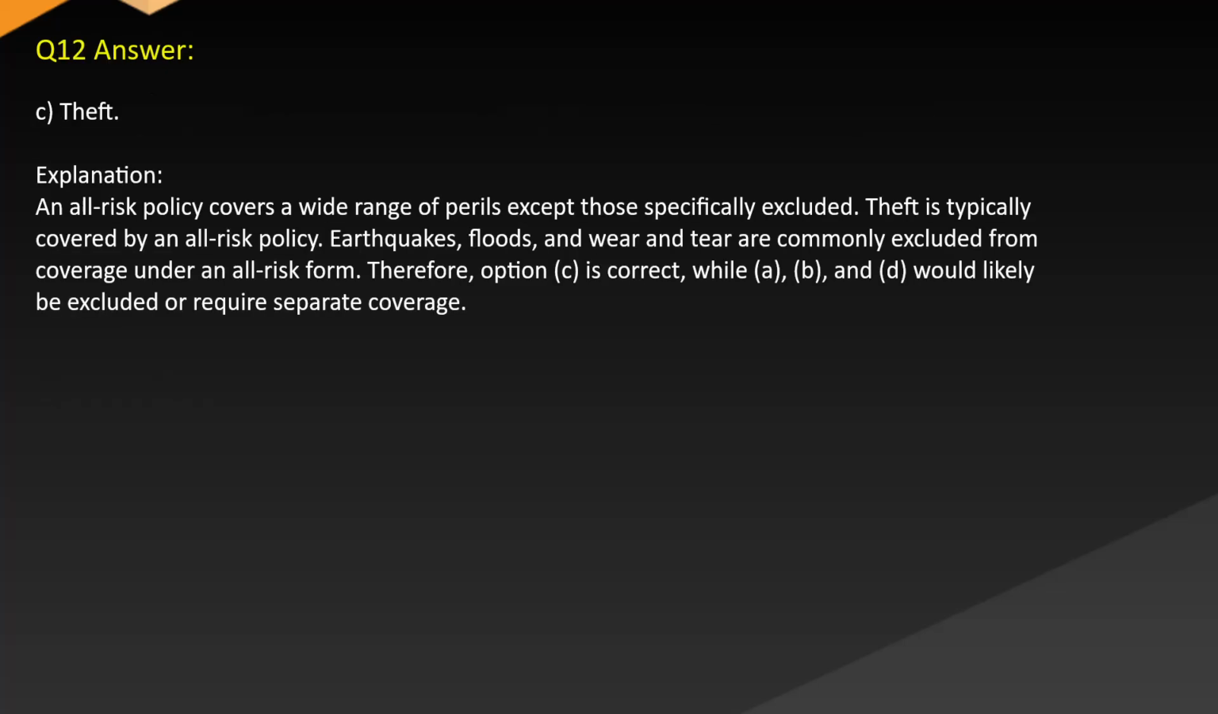Answer. C. Theft. Explanation. An all-risk policy covers a wide range of perils except those specifically excluded. Theft is typically covered by an all-risk policy. Earthquakes, floods, and wear and tear are commonly excluded from coverage under an all-risk form. Therefore, option C is correct, while A, B, and D would likely be excluded or require separate coverage.